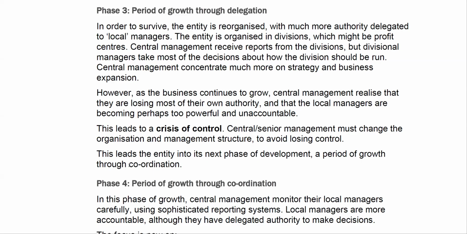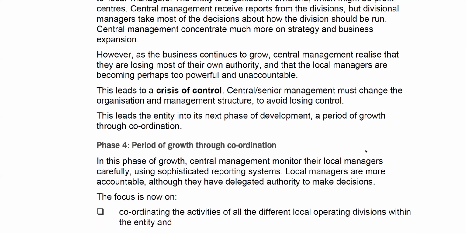But as it grows, central management will realize that they are losing most of their own authority because the local managers know more, and the local managers are becoming too powerful and unaccountable. You cannot control them now, right? So it creates a crisis of control. Now, senior management must change the organization and management structure to avoid losing control. And this leads the entity into its next phase of development, which is a period of growth through coordination.